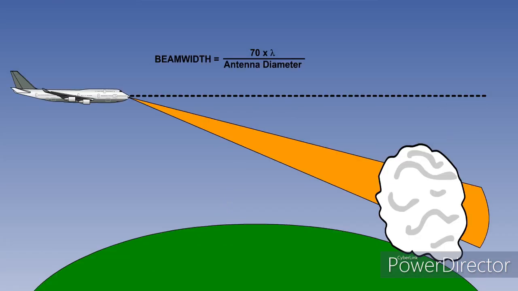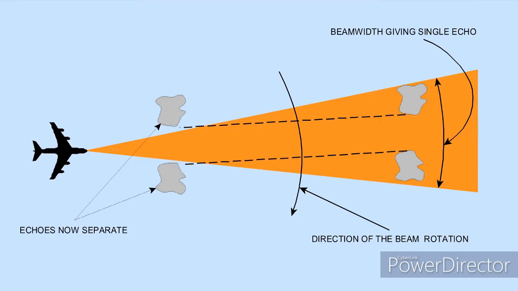The pencil beam has a width of between 3 degrees and 5 degrees, and the exact width can be calculated using the formula 70 times wavelength divided by the diameter of the antenna. So, given a wavelength of 3 centimeters and an antenna diameter of 45 centimeters, the beam width is 4.7 degrees. It is desirable to have as narrow a beam as possible for better definition. For example, to distinguish between two cumulonimbus clouds.